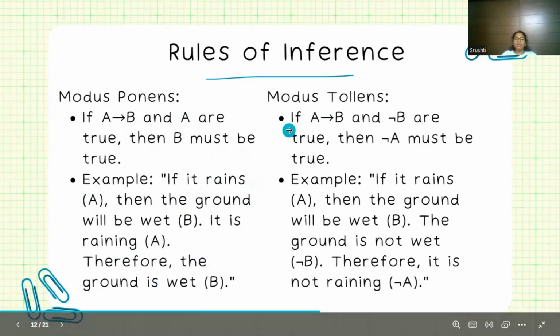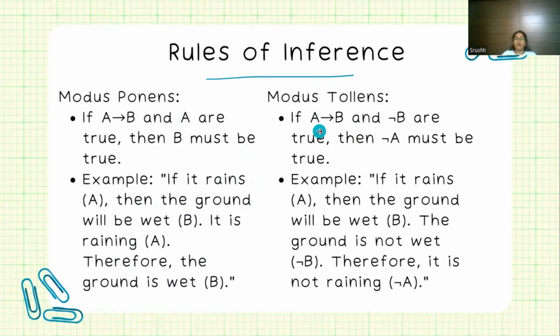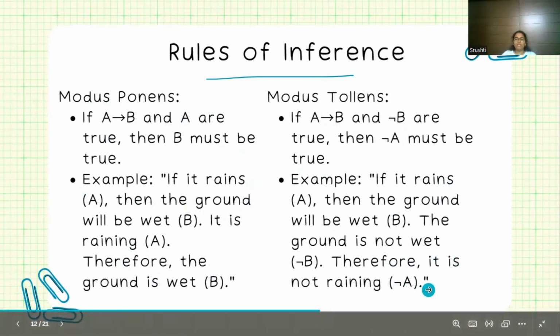Modus tollens: if A implies B and negation of B are true, then negation of A must be true. If it rains, then the ground will be wet. The ground is not wet, therefore it is not raining. This is modus tollens.